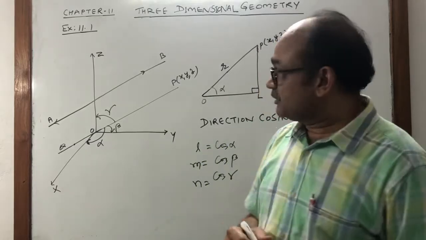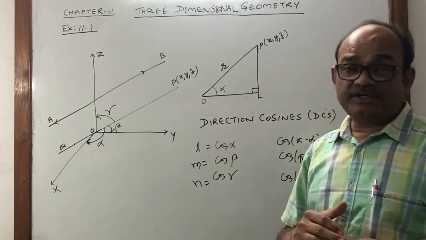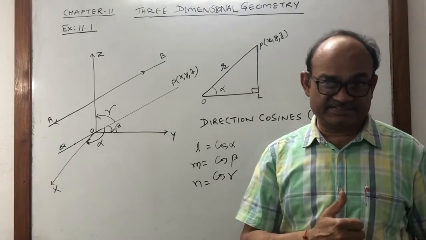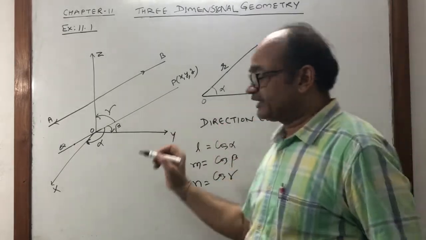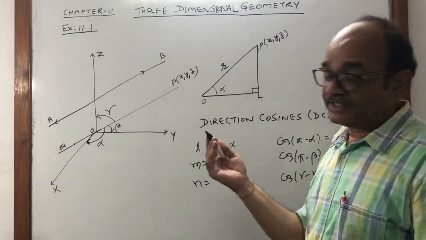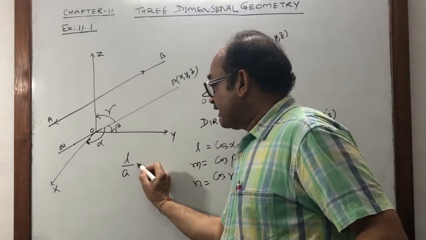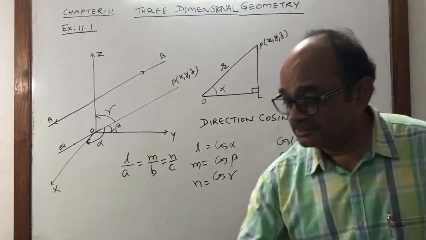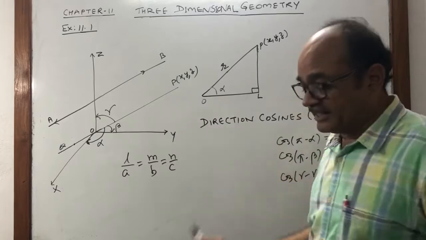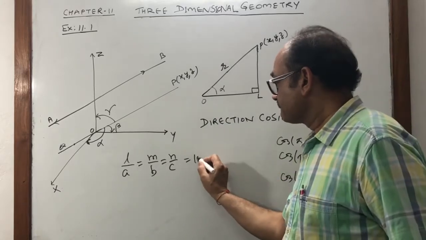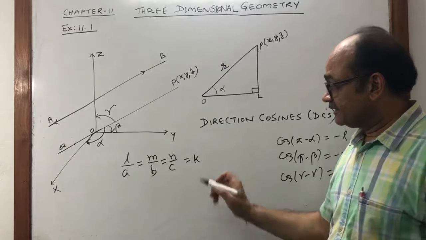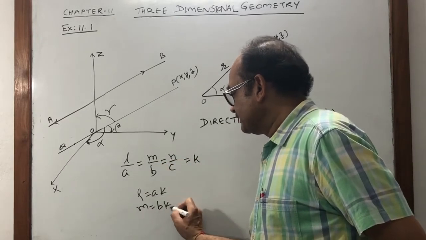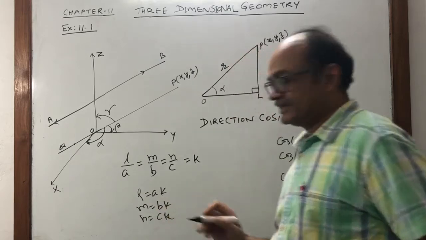Now direction cosines, if you have, how we convert them into DRs or DRs converted to DCs. DRs are the proportionate numbers. DRs are the proportionate numbers L by A, M by B, N by C. Suppose all these three equal to say K. Then L equals AK, M equals BK and N equals CK. Correct?